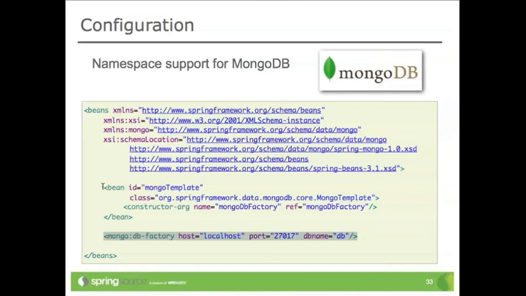And then once I have this DB factory created, I can hand that into the Mongo template as a constructor argument right here. So its name is db-factory, and it just references the DB factory I created using the MongoDB factory entry. And that's really all there is to this configuration for this little sample app that I have.